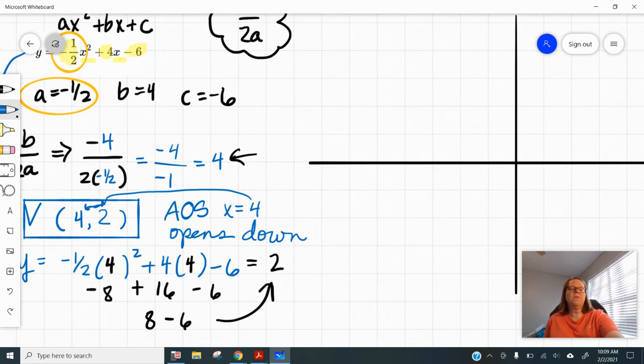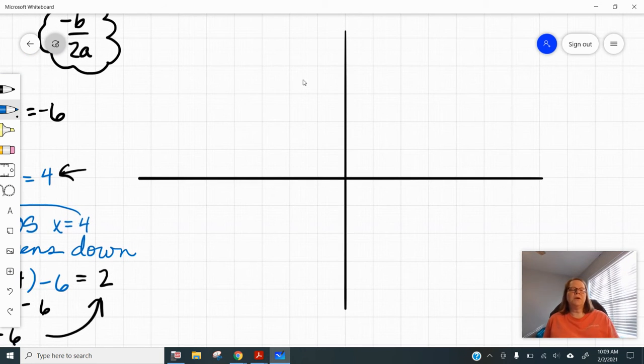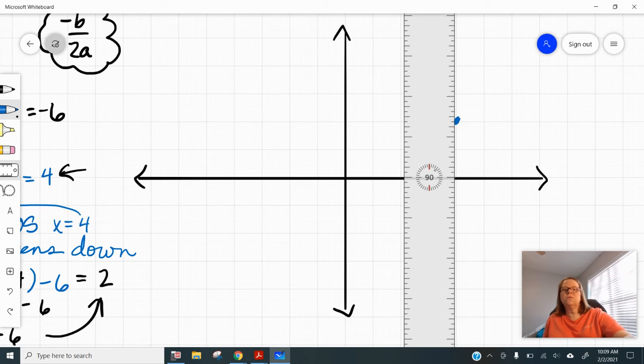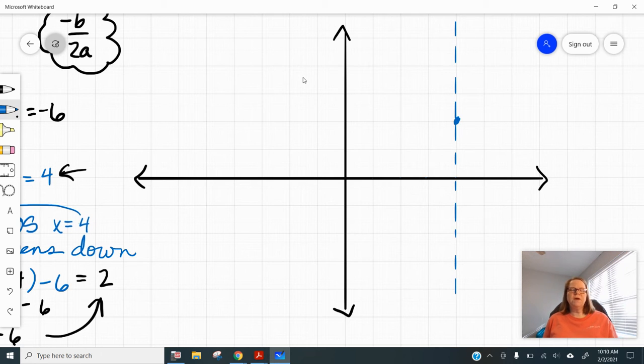So I'm going to come over here and we're going to graph it at 4, 2. So I've got my coordinate plane, not so little actually. And I'm going to go right 1, 2, 3, 4, up 2. There is my vertex. And I know I need an axis of symmetry at x equals 4. So I'm going to draw that. We're going to pretend that it runs right on the line. And you always want to make that a dashed line. So we've got our axis of symmetry. We know that it opens down.